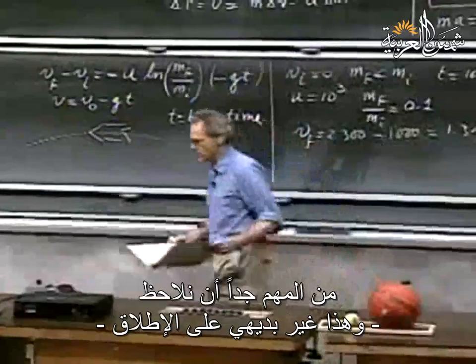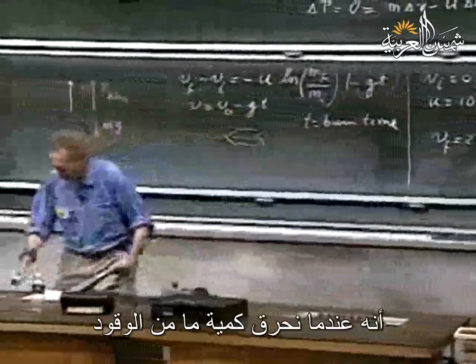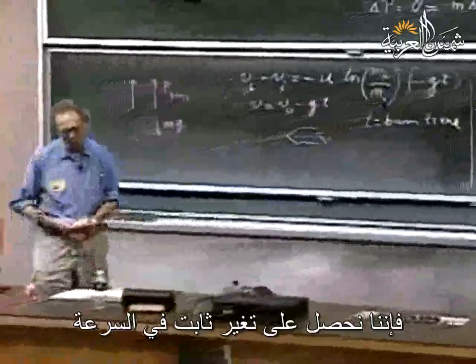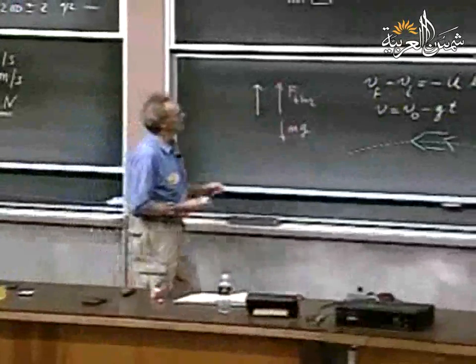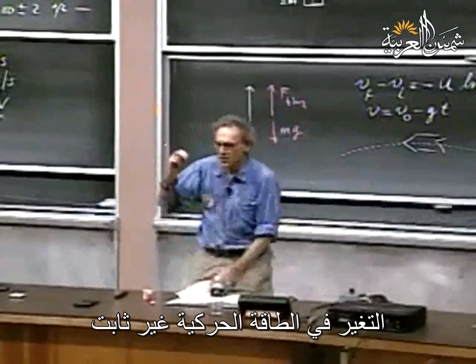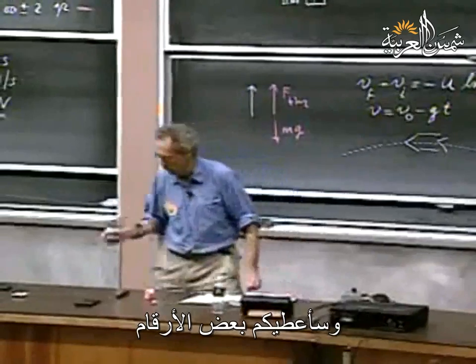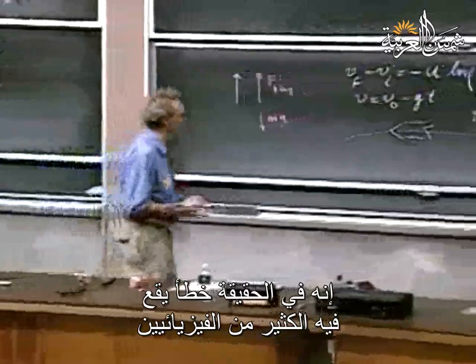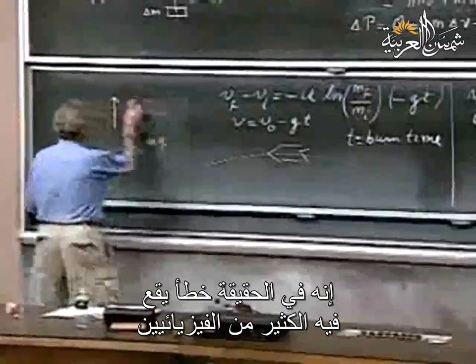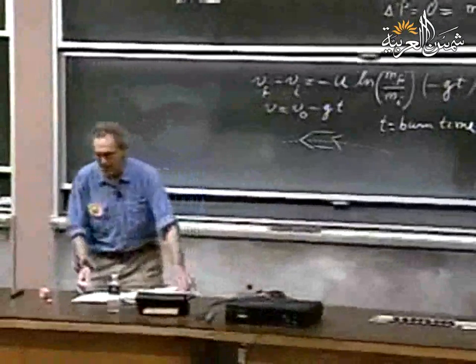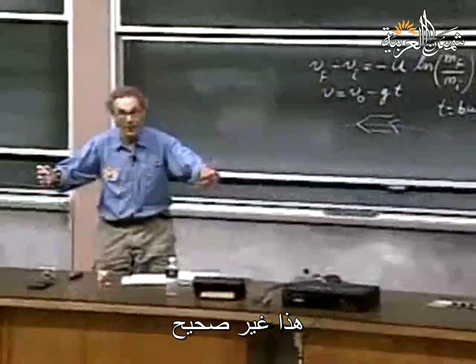It is very important to realize, and very non-intuitive, that when you burn a certain amount of fuel for a given amount of time, you obtain a fixed change in the velocity. This is fixed for a given amount of fuel. The change in kinetic energy is not fixed. And I'll give you some numbers so that you can immediately check that for yourself. It is in fact a mistake that is made by many physicists who think that if you burn the same amount of fuel of the same rocket for the same amount of time, the increase in kinetic energy is a given. That is not true.